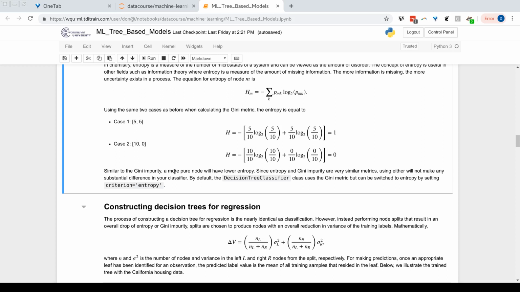By default, scikit-learn is going to use Gini, but you can set it equal to entropy and it would use entropy instead.